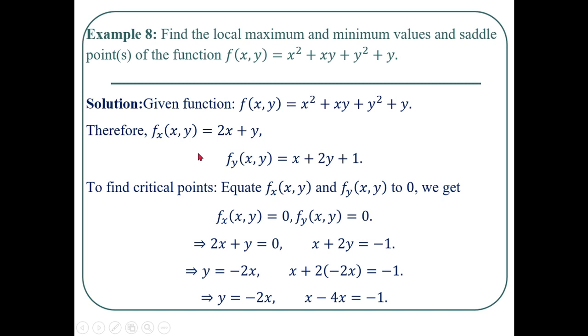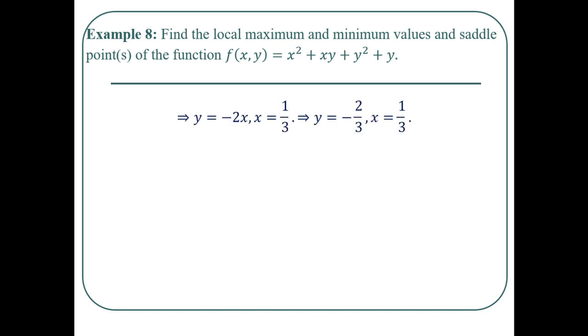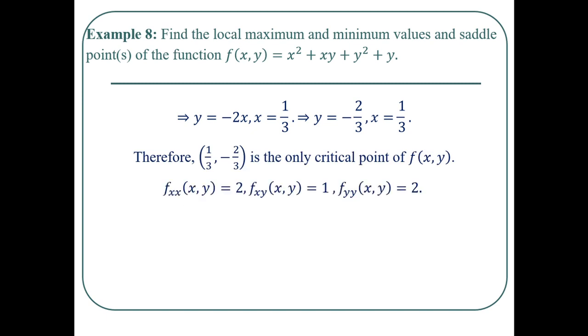plus 1, we can get fxx, fyy and fxy at (x,y). fxx at (x,y) is equal to 2, fxy at (x,y) is equal to 1, fyy at (x,y) is equal to 2. This is the partial derivative of fx with respect to x, this is the partial derivative of fx with respect to y, and this is the partial derivative of fy with respect to y. Now as all these values are constant for any values of x and y, we'll get these values as they are.